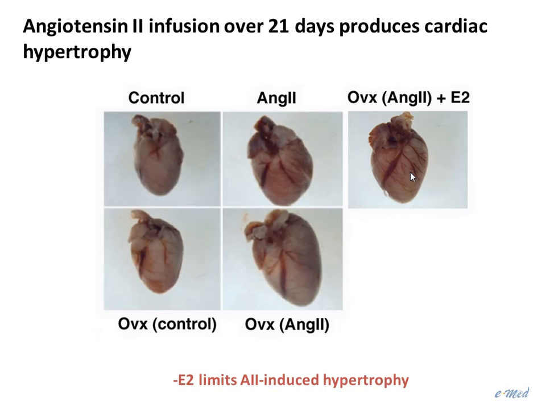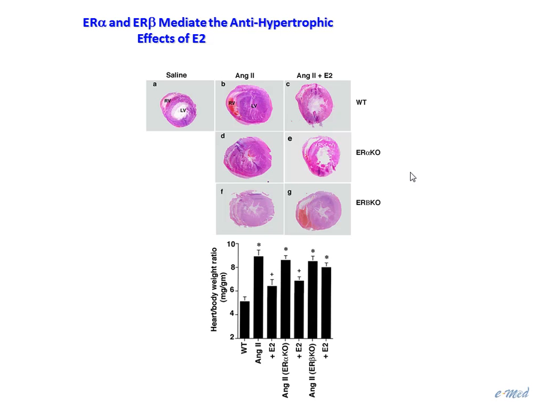Let me show you what that looks like in transverse section. Here's the left ventricle and right ventricle of the heart, the interventricular septum. If you infuse angiotensin, you close over the left ventricle, but if you give estrogen, you block that hypertrophy. The blockage occurs in wild-type mice. It occurs in the ER-alpha knockout mouse, but the protection does not occur in ER-beta knockout mice. And four groups have now shown that it's ER-beta that's the player in the prevention of the hypertrophy.